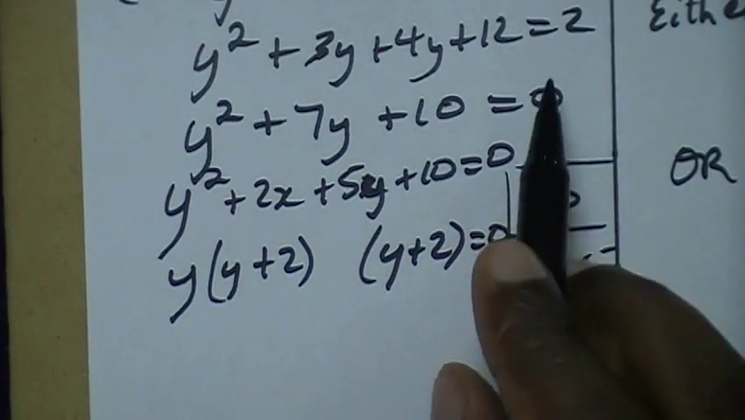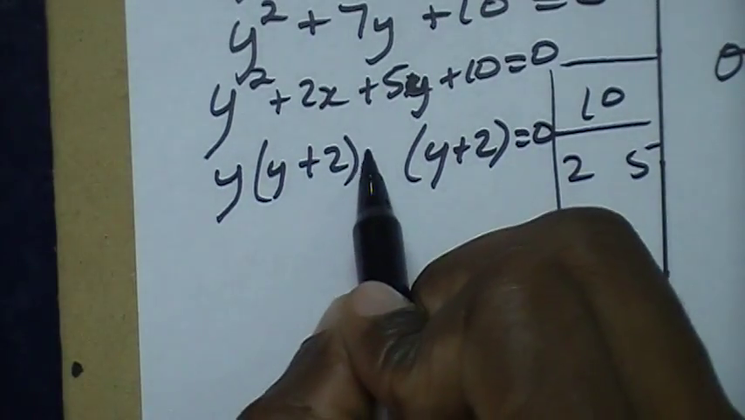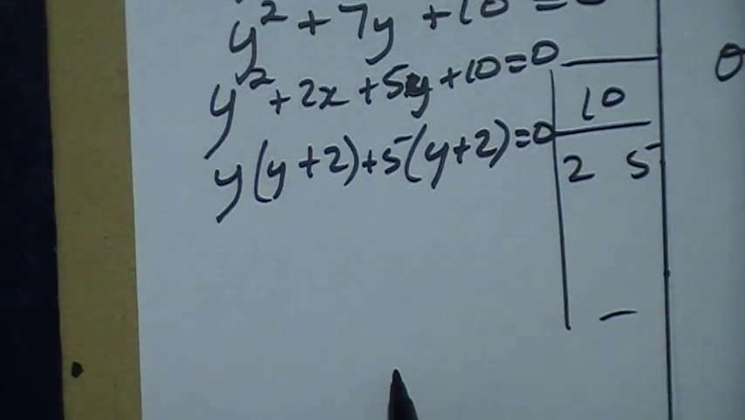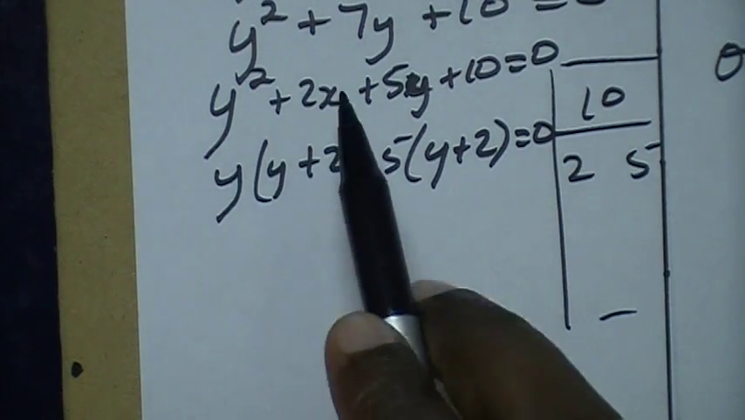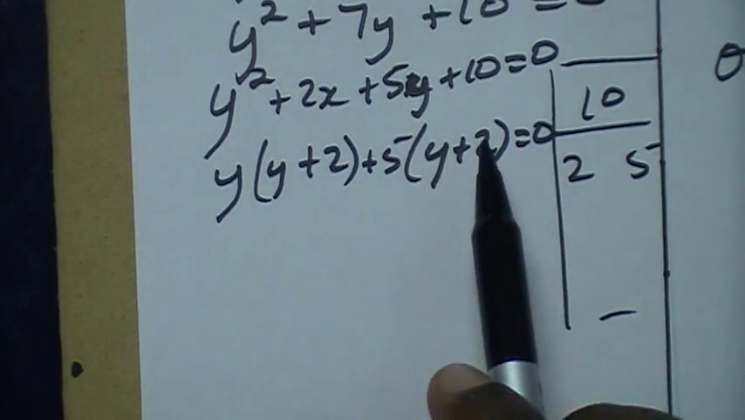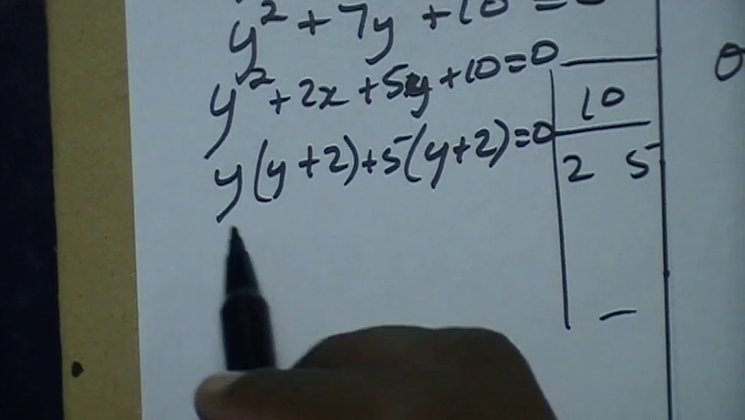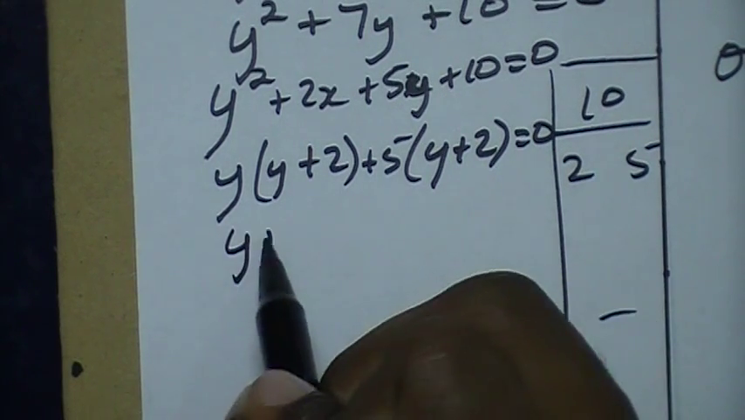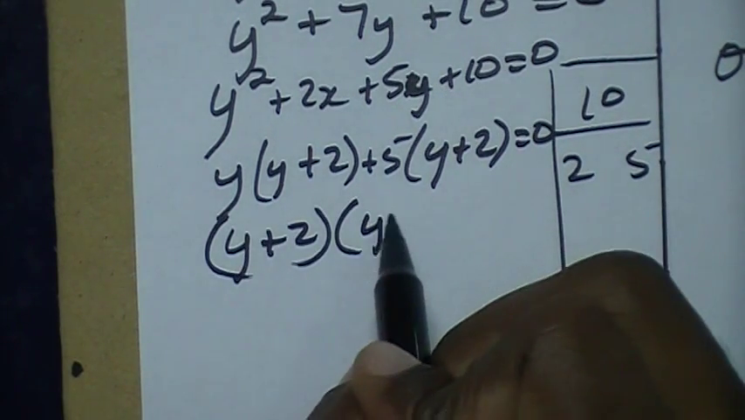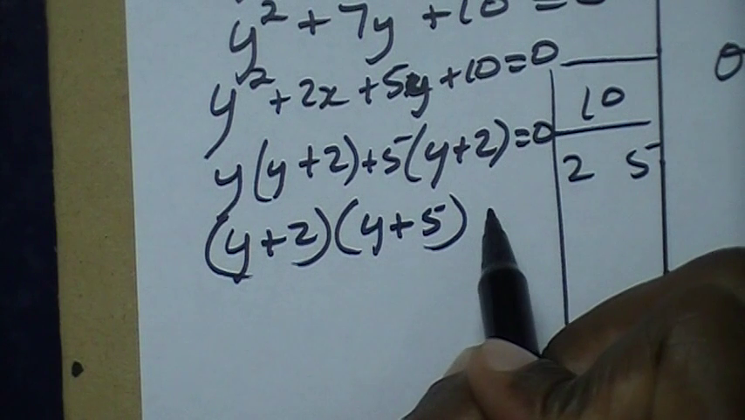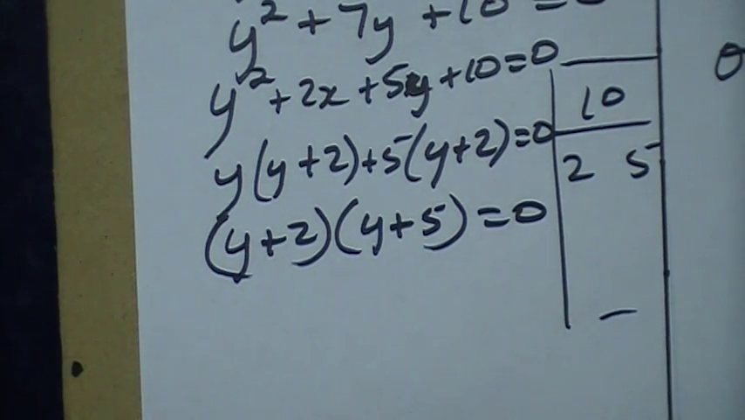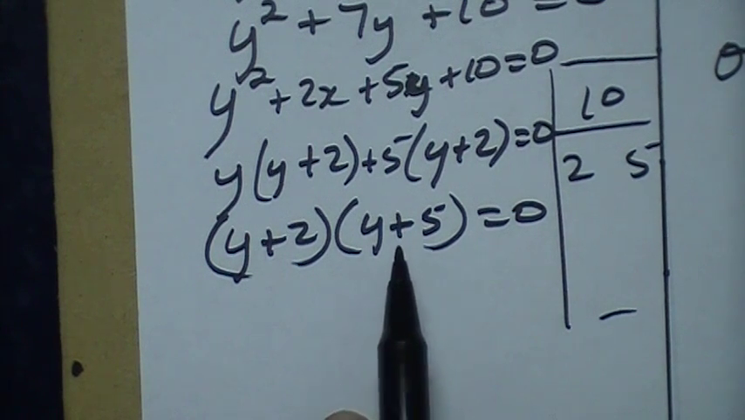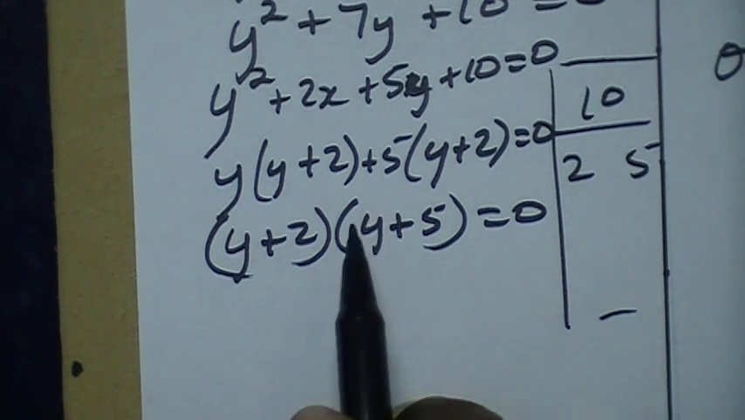Okay? And this will give us positive 5. Check it back. Y squared, 2y, 5y, 5 times 2 is 10. Okay, good. And then we factorize: y plus 2, y plus 5 equals 0. Then we can solve. Y will be negative 2 and this one will be negative 5.